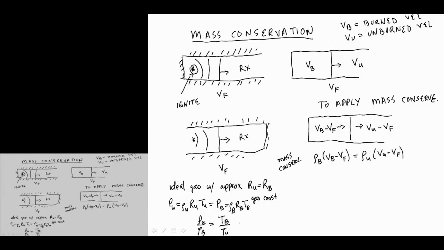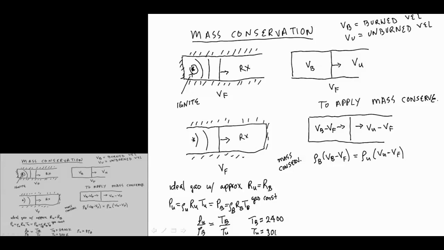So remember we said that when we're talking about the temperatures in flames, typically TB might be something like, we'll go with 2400, and TU says 300. So ρU looks like 8 times ρB. Okay, so the unburnt gas density is about 8 times the burnt gas density, or the burnt gas density is 1/8 of the unburnt gas density.